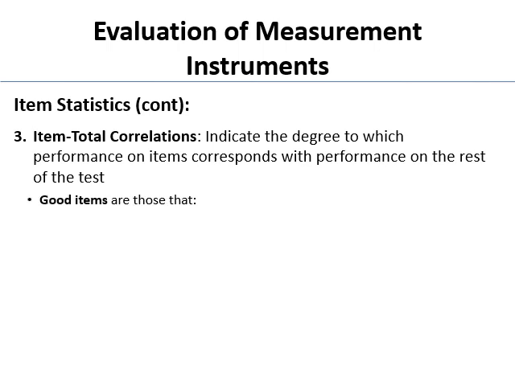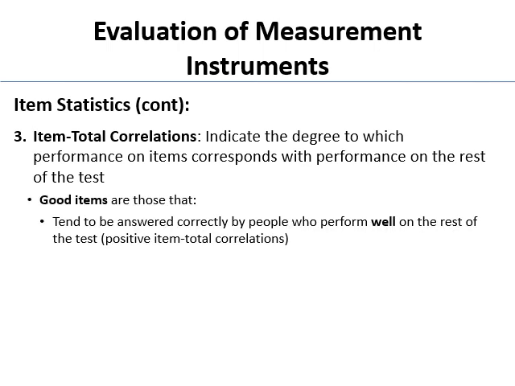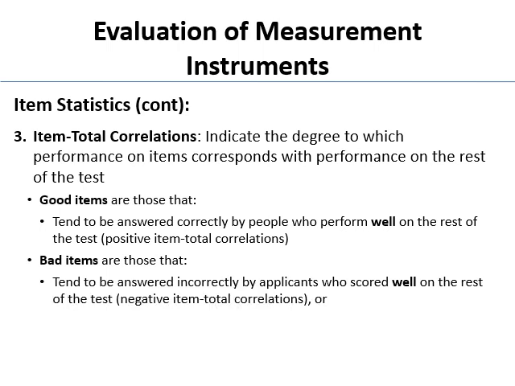So good items are those that tend to be answered correctly by people who perform well on the rest of the test, right? So if you've got an item where people who tend to do well overall on the test tend to do well on this item, you will have a positive item total correlation, and that's a good thing. That's what you want. Bad items are those that tend to be answered incorrectly by applicants who scored well on the rest of the test.